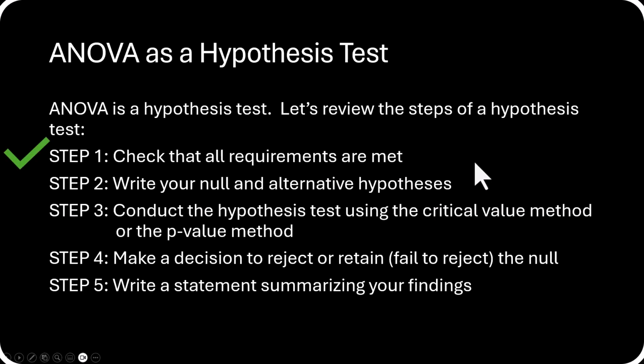So in conclusion, we checked that all of our requirements were met before we started this test. Then we wrote our hypothesis statements. Then we conducted the hypothesis test using actually both the critical value method and the p-value method. And both of those led us to make that decision to reject the null. So let's go ahead and write a statement to summarize the findings that resulted from both the p-value method and the critical value method to reject the null.